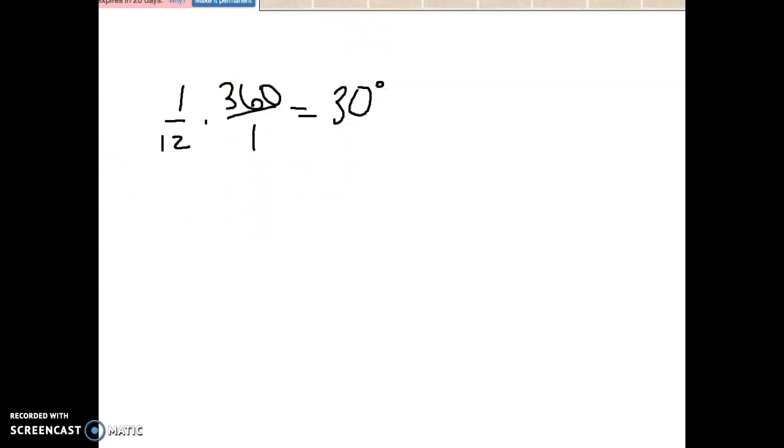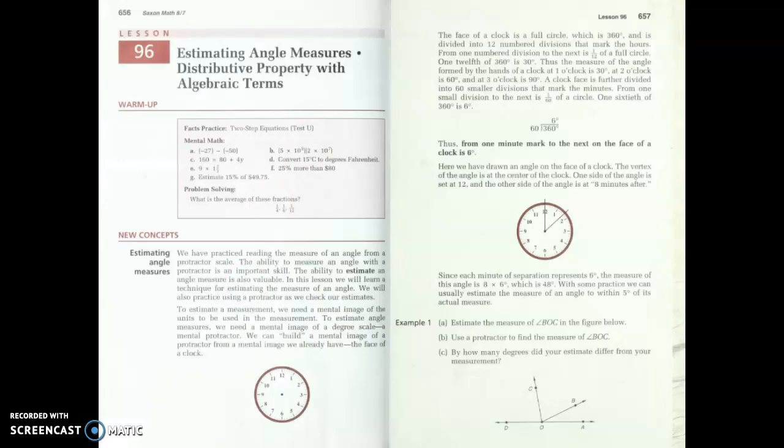So each rotation from 1 hour to the next is going to represent a 30-degree increase. So from 12 to 1, this piece right here is 30. From 12 to 2 would be 30 degrees plus 30 degrees, which is 60 degrees. And then from 12 to 3 would be 3 groups of 30, which is 90 degrees.